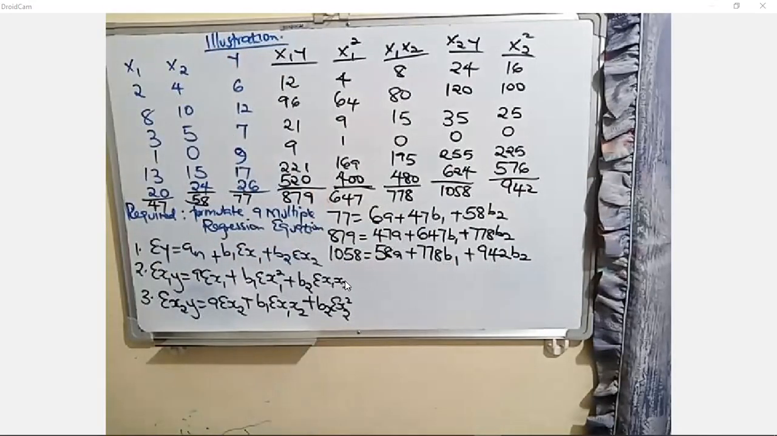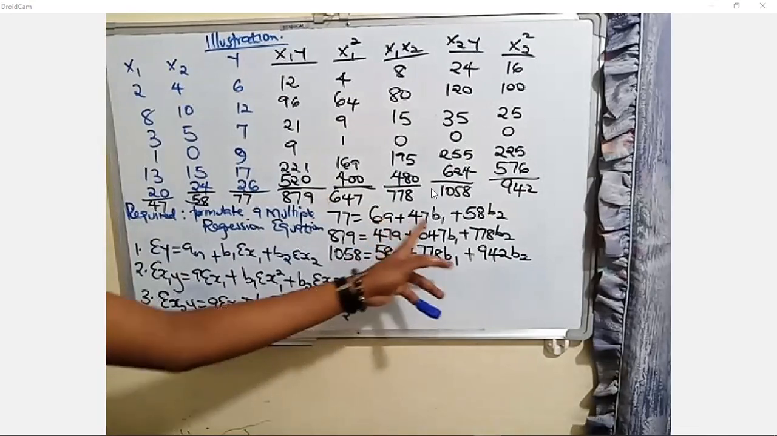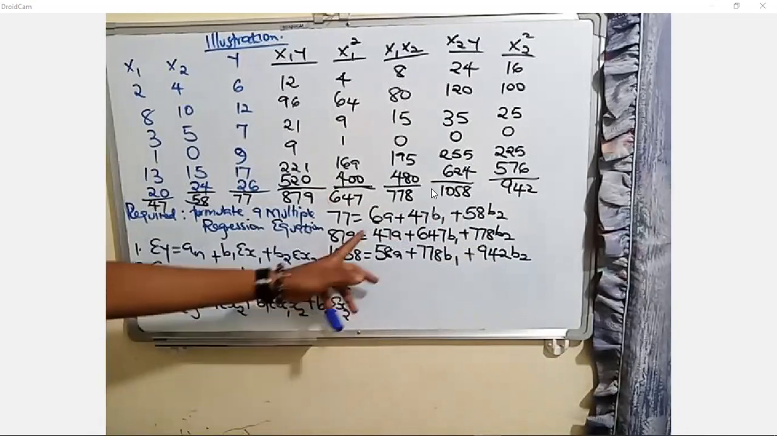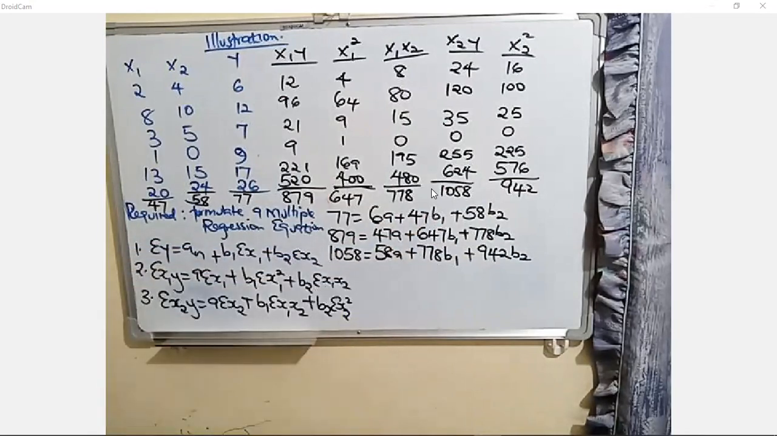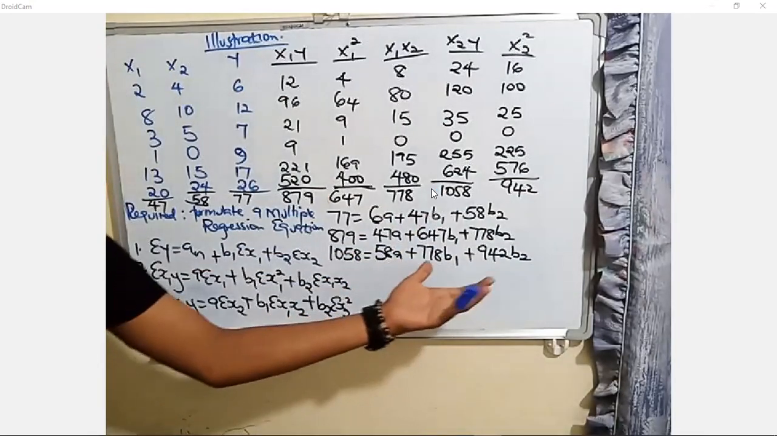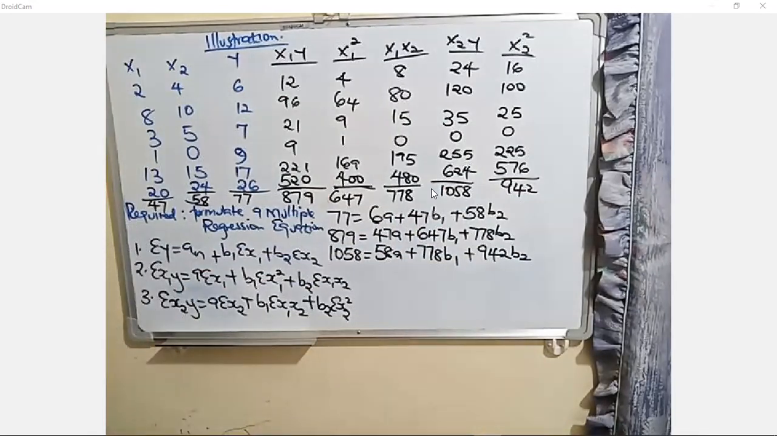So those are my equations. So the question that I'm supposed to be asking myself: how am I going to be getting the values of the unknowns? Remember, these are your unknowns, and the other values are your constants. So how am I going to be getting the solutions for a, b1, b2? When I have more than one unknown, we can use the elimination method.